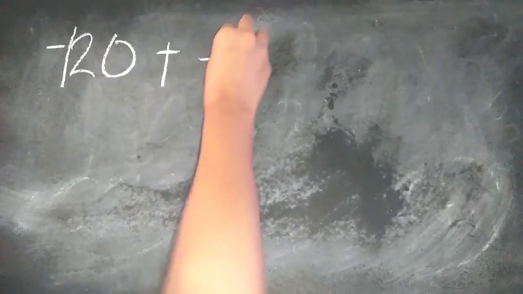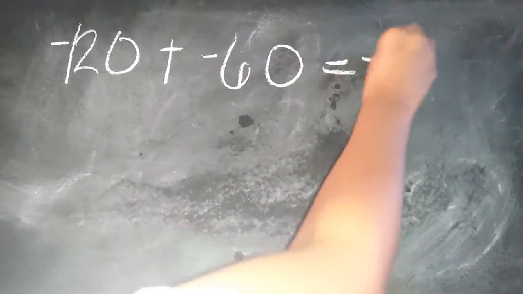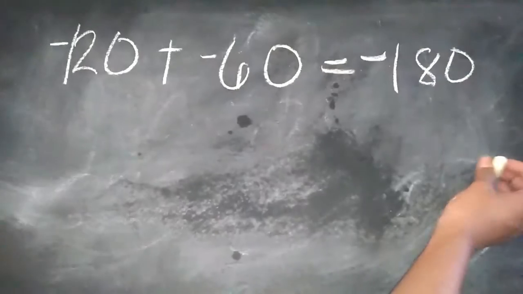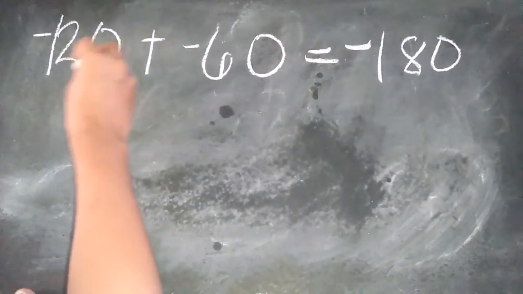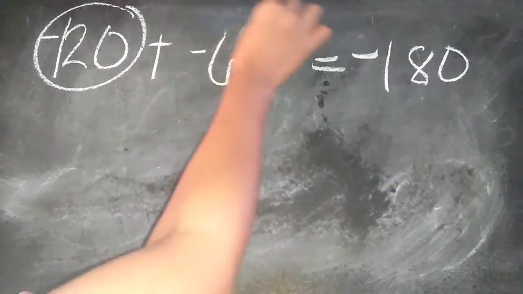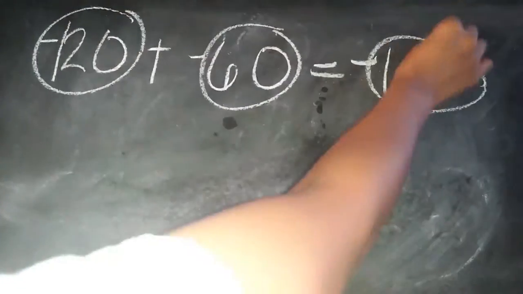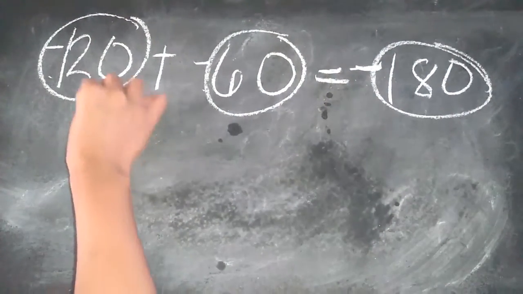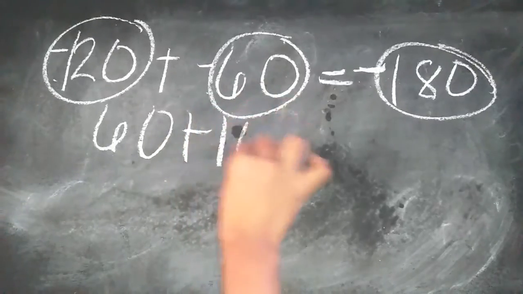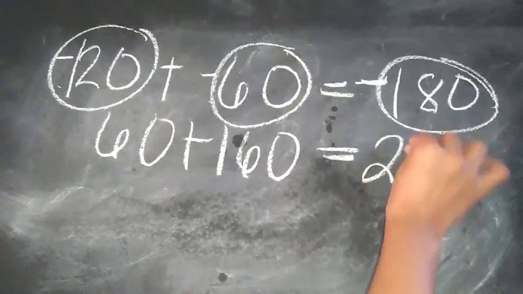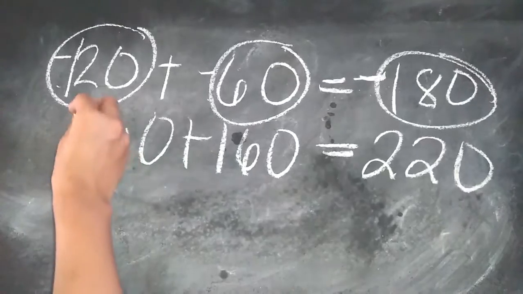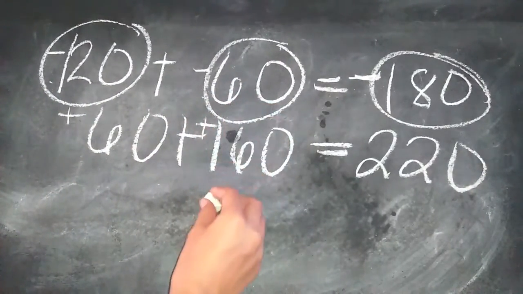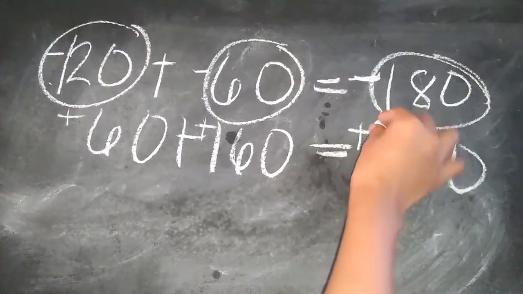Let's have another example. Negative 120 plus negative 60 is simply negative 180. Since they have the same sign, we just add them: 120 plus 60 is equal to 180, and take their sign, so negative. Another: 60 plus 160 is simply 220 because they have the same sign, which is positive, so the answer is positive 220. Simple as that.